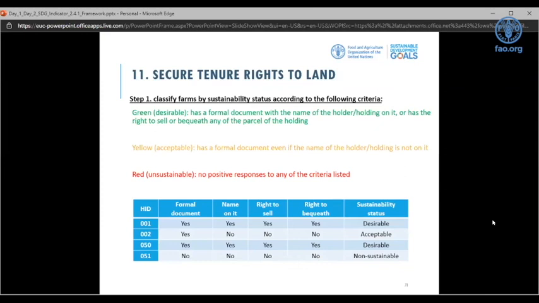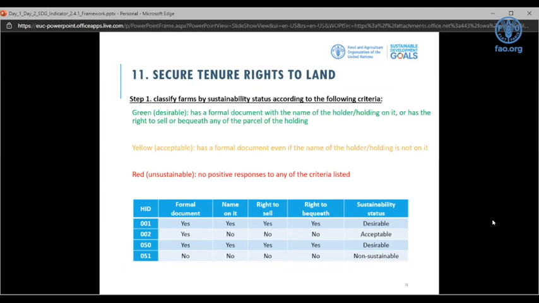So how do we frame this indicator? It's very straightforward. Again, a set of questions which are asked to the farmer or the holder of the agriculture holding, asking about his security of tenure rights. So we in fact ask a total of four questions. These four questions have been adopted from another SDG indicator that FAO is custodian agency for, 5.8.1, which is on land rights as well. So those questions are tailored or modified for this purpose.